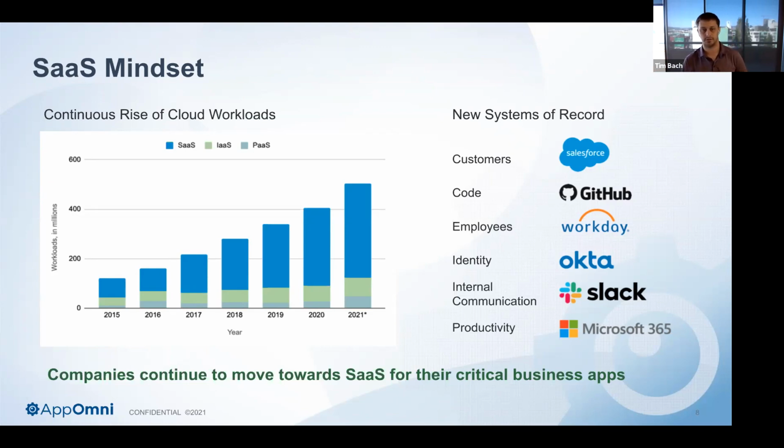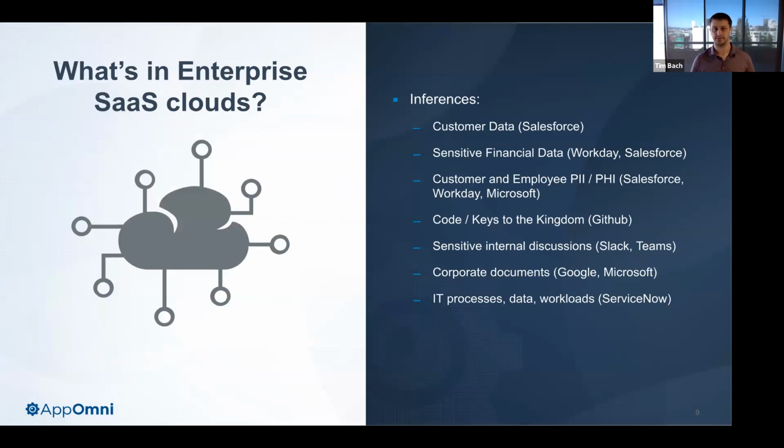Okay, we have all these logos. We know what the major SaaS clouds are. So let's go back, make our inferences, and answer the question: what is in enterprise SaaS clouds? Well, it's going to be customer data. It's going to be financial data. It's going to be employee PII, PHI, code, and keys to the kingdom.